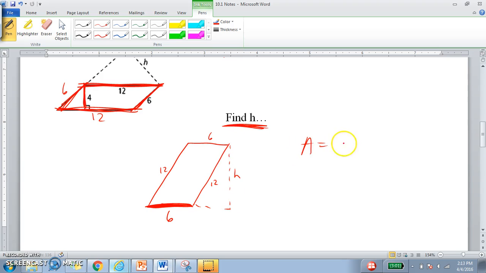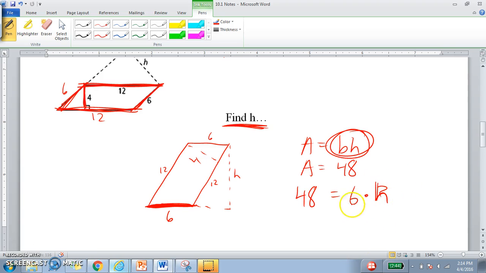Well, we already know the area is base times height, and we already figured out the area was 48 by using the 12 and the 4. So we know the area has to be 48. So if we substitute in the values that we have, we know the base is 6. So 6 times h, we're trying to find h, is going to give me 48. So to find that, I would just divide both sides by 6, and 8 would be our h.